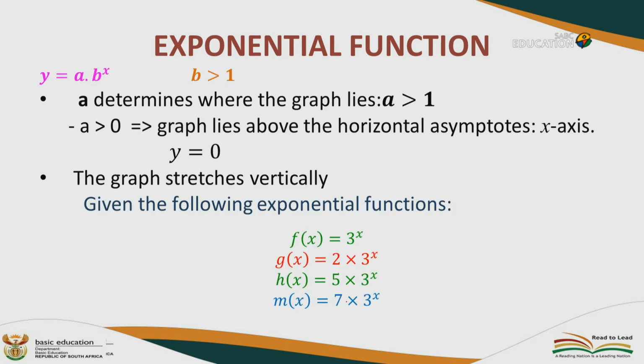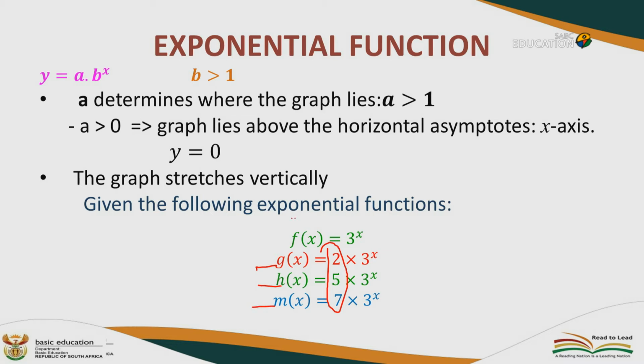Now, let's look at the examples of those four graphs. f of x equals 3 to the exponent x. g of x equals 2 times 3 to the exponent of x. h of x equals 5 times 3 to the exponent of x. m of x equals 7 times 3 exponent x. Now our parameter a here is 2, 5, and 7 for those different graphs: for the graph of g, for the graph of h, and for the graph of m.